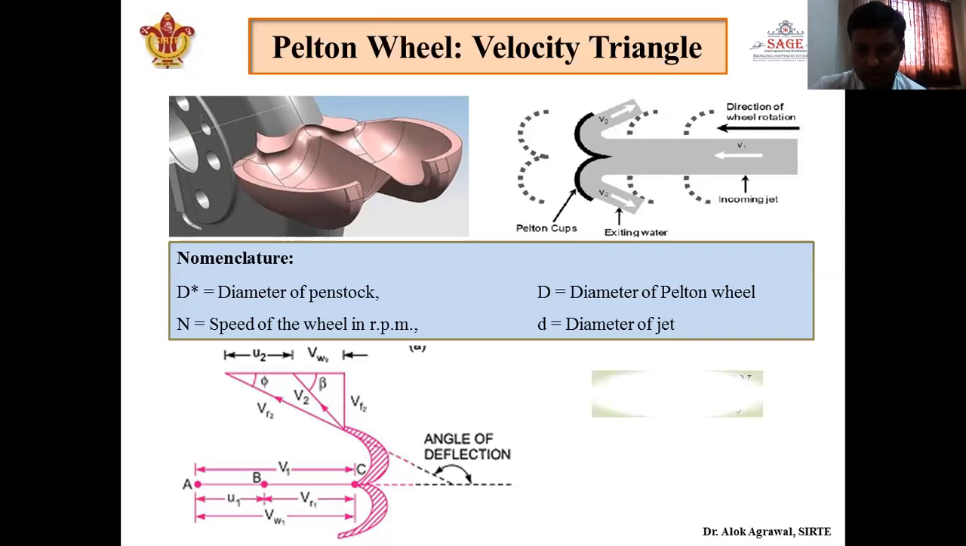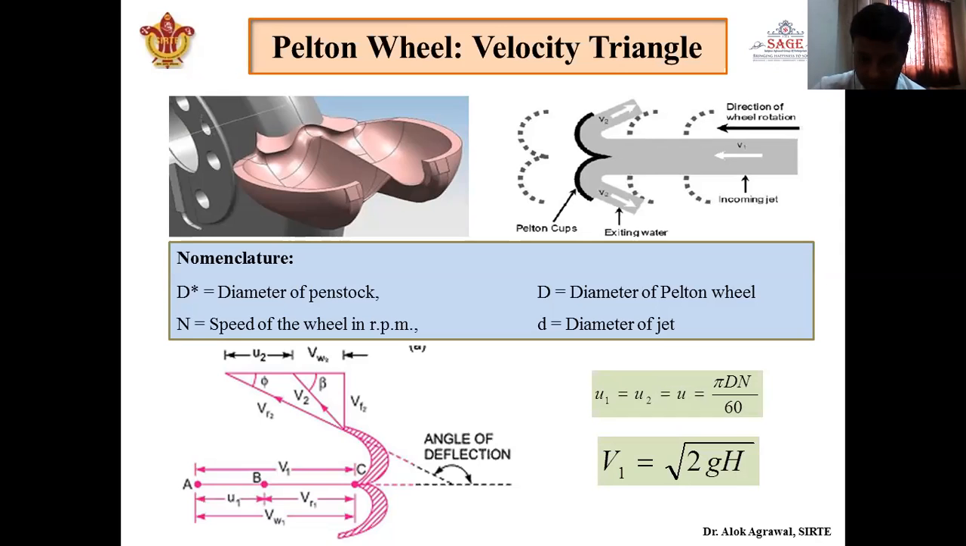In that case, we have seen that blade velocity will remain pi DN by 60 because it is a tangential flow turbine, and velocity of jet will be root 2gH in case of Pelton wheel, because it consists of only the kinetic head. The energy associated with the jet is only because of kinetic energy, because it is an impulse turbine. In case of impulse turbine, there should not be any pressure drop. Pressure at inlet and outlet will remain the same, equal to atmospheric pressure. So velocity of jet will be given by under root 2gH.